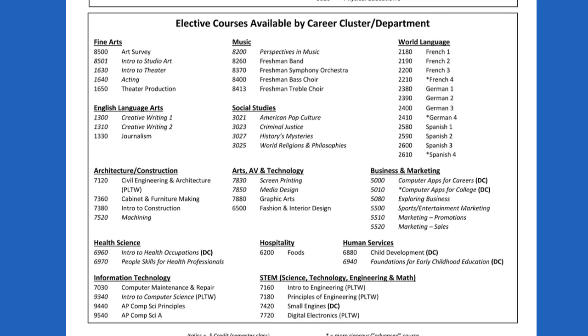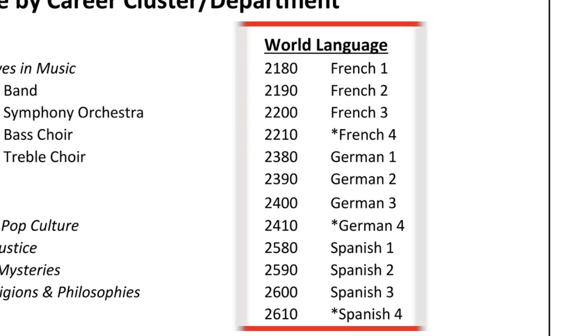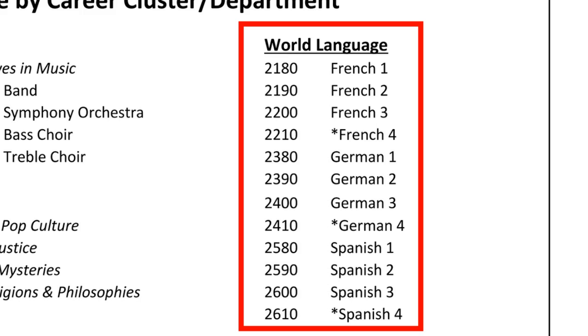As an example, let's take a look at world language. If you have taken a language for 2 years in middle school, more than likely you are ready for level 2 of the language in high school. You should discuss your selection with your current world language teacher. And if you haven't taken a world language in middle school, no worries, you can start in level 1 here at high school.